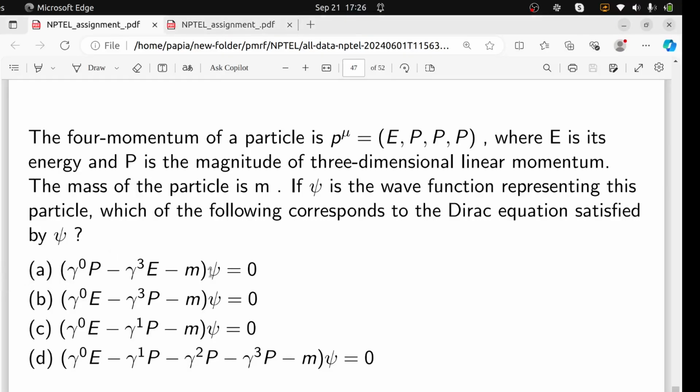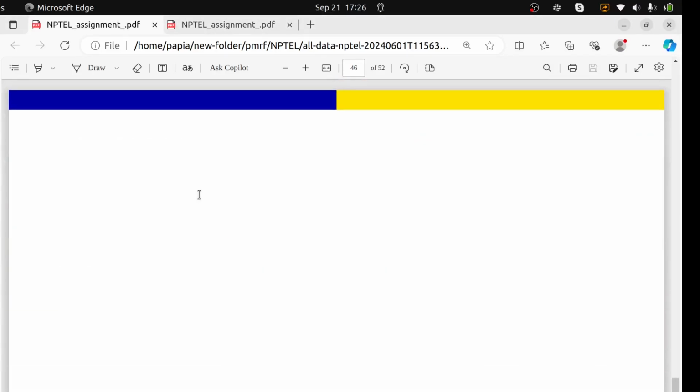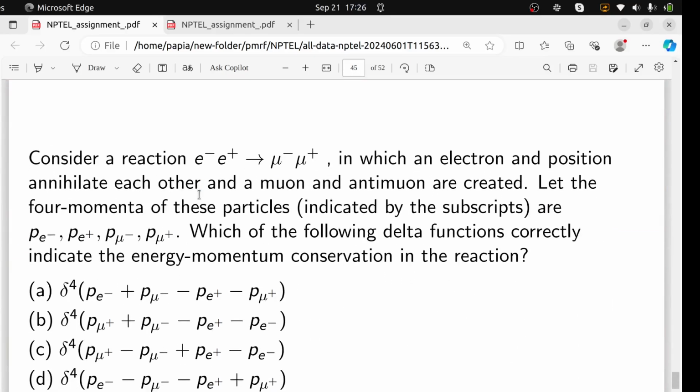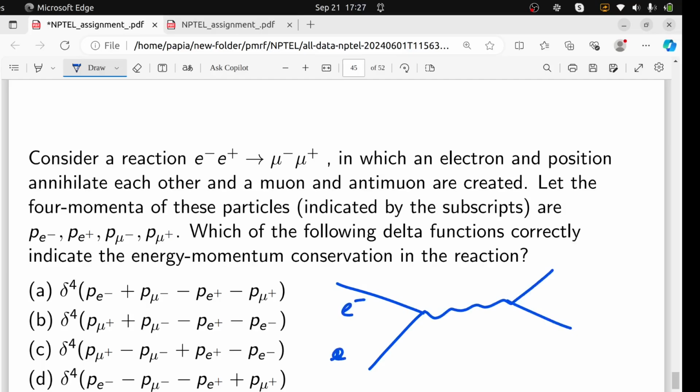Okay. So yes, where we were: question number 7. Consider the reaction e minus e plus going to mu minus mu plus, in which an electron and positron annihilate each other and a muon and antimuon are created. Let the four momenta of these particles indicated by the subscripts be P e minus, P e plus, P mu minus, P mu plus. Which of the following delta functions correctly indicate the energy momentum conservation in the reaction? For this case, we will first draw the Feynman diagram. That is like this: e minus, e plus, mu minus, mu plus.